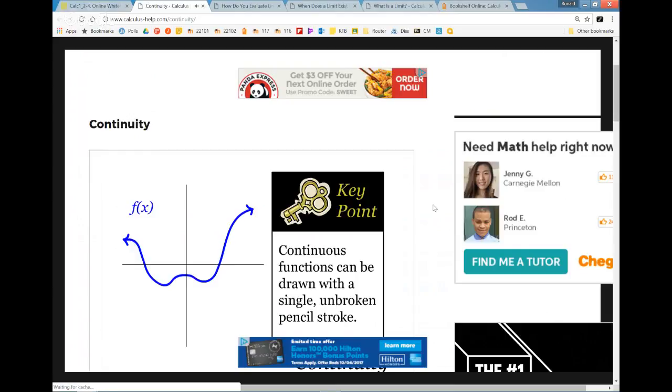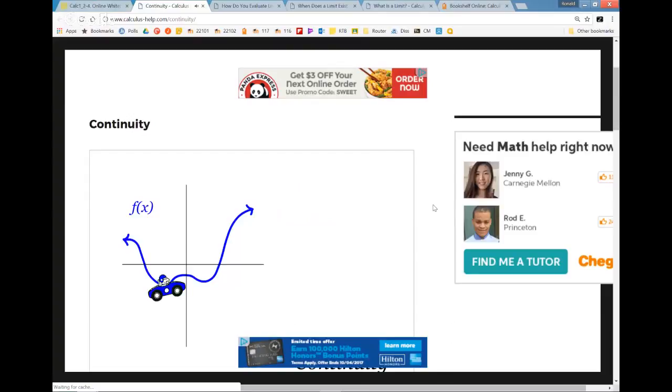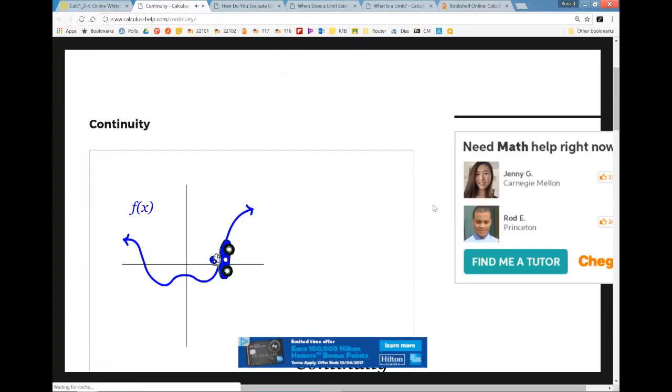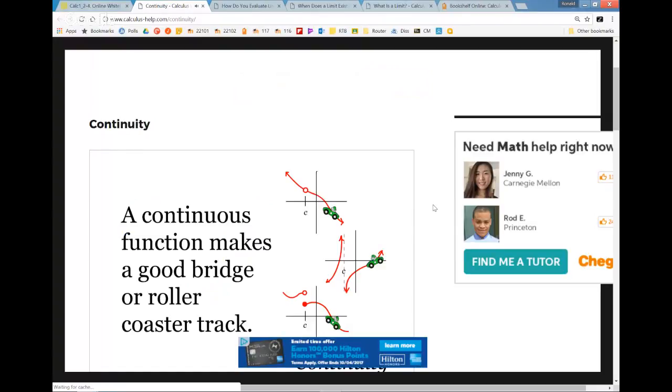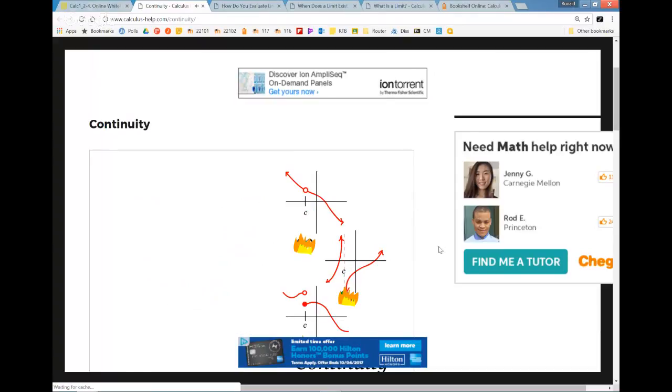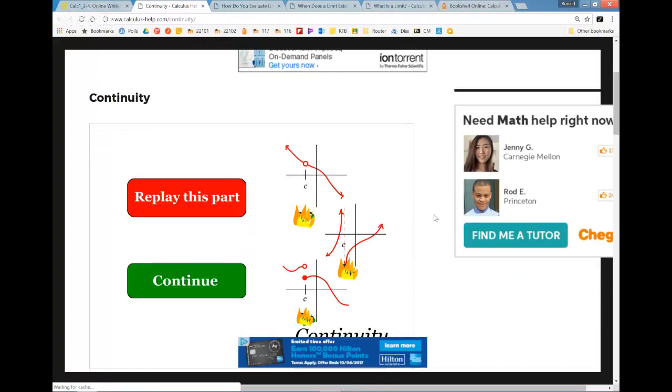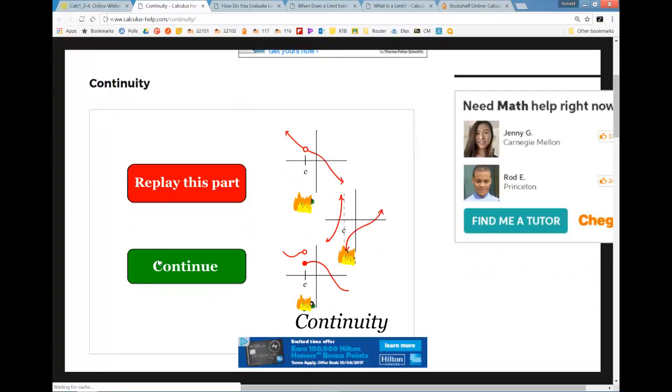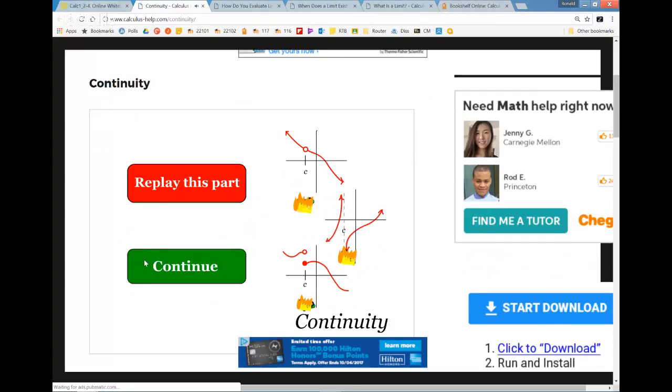Well, a continuous function makes a good bridge. Now see, if I drive across the graph of f, it holds up nicely. Whereas if I try to drive across the graphs of the other functions, I might fall through or fall off. So, continuous functions are predictable. But what does that mean? Well, it means 2 big things.